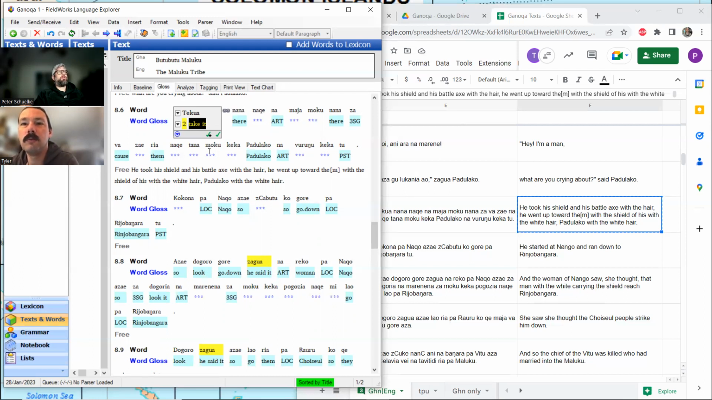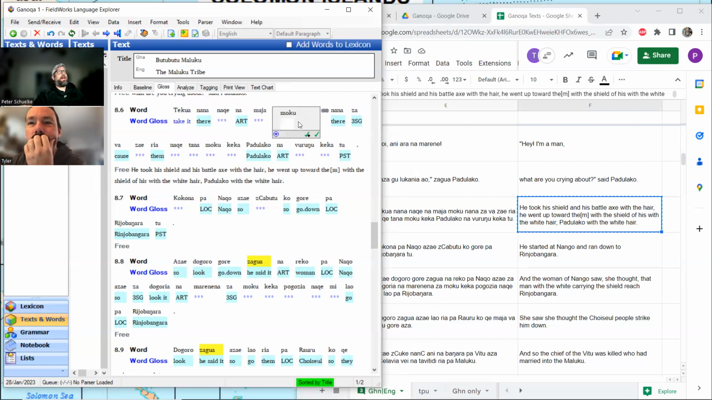Keka to Vurumu is just once there. Vurumu. Keka probably is white hair. Manja could be hair. Or Varungu is hair. Moku is almost certainly axe. What do you think? Which one? Sorry, which one? Vurumu? Battle axe? Yeah. Which do you think is the axe? Moku. Moku.